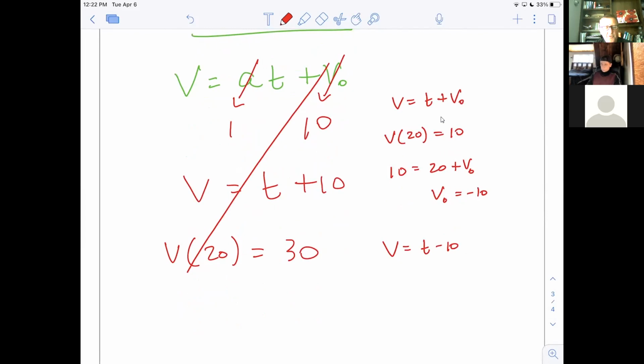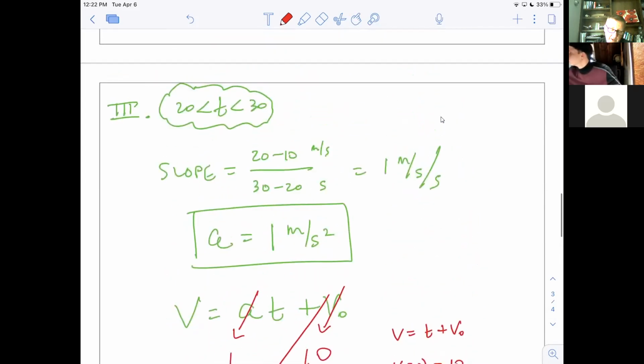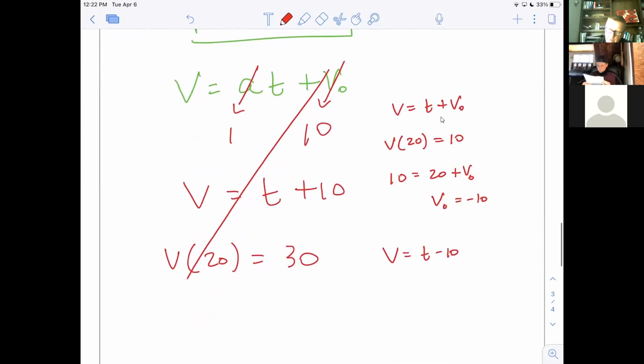Because we're not at time 0. That's why this doesn't work. That's why you can't just throw that 10 in there, because that's our initial velocity, but that's not at time 0. I need the initial time here to be 20. That's why I can't just throw that in. So now I've got my velocity equation.